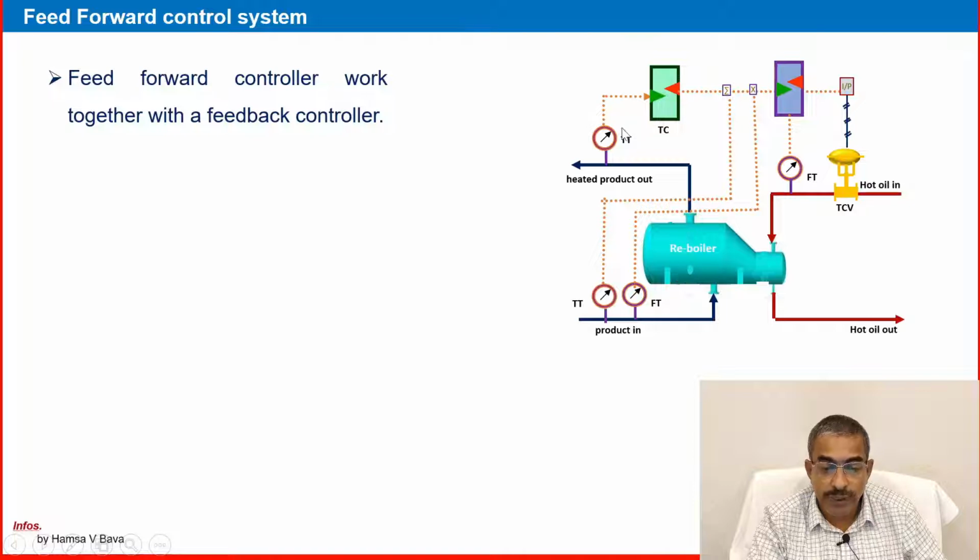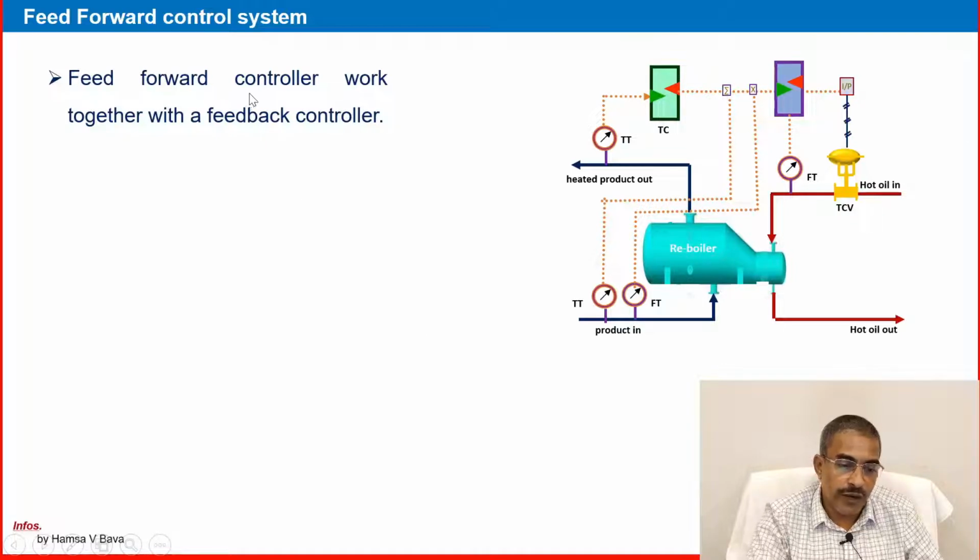See how many parameters they are taking: product outlet temperature, product inlet temperature and flow, then the hot oil flow. So four parameters are coming in, and there is a mathematical calculator that calculates all these four parameters in such a way that you maintain a smooth, stable temperature control in the product line and stable flow in the hot line. This way they are maintaining that.